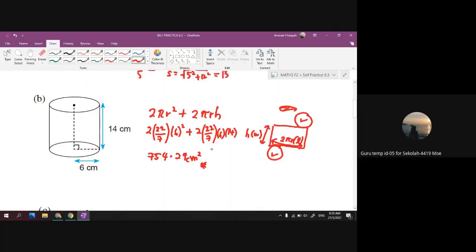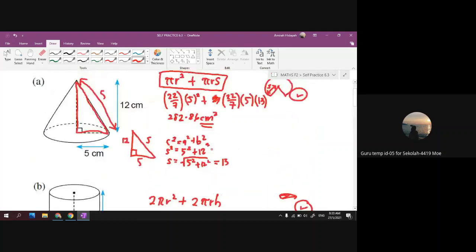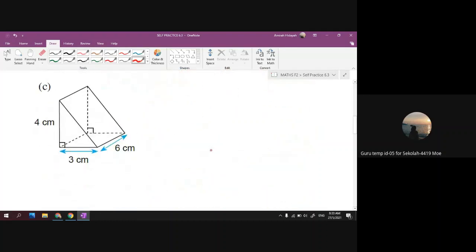Okay, alright. So any questions so far? Senang je kan? Cone and cylinder. Okay, for C. So C ni adalah a prism. Right? Okay, so formula to find the surface area of a prism adalah, since we have two triangles here, right? At the front and also at the back. Two triangles, so 2 times the area of a triangle. 2 times 1/2 times base times height.